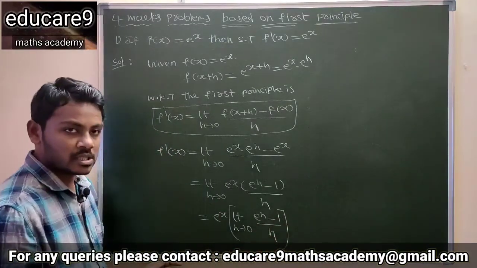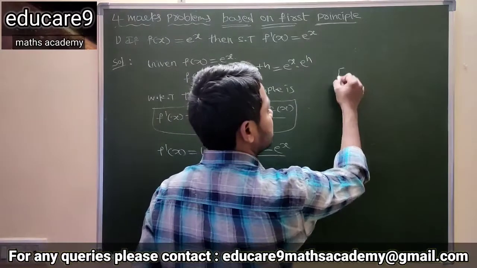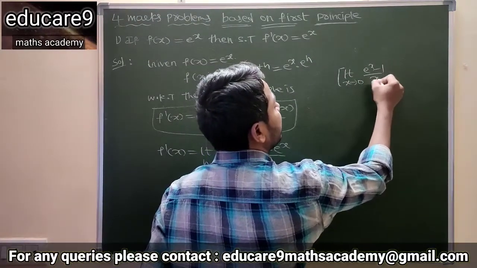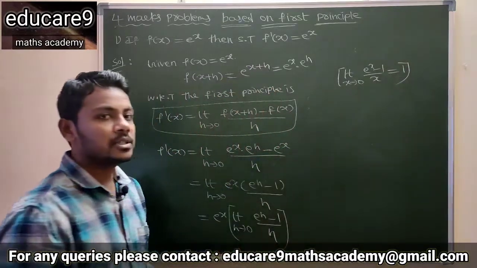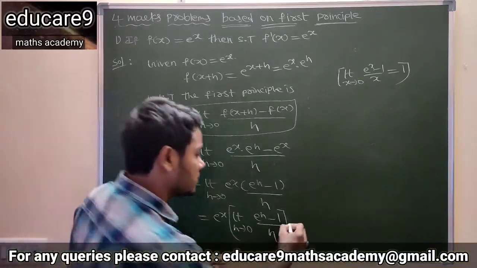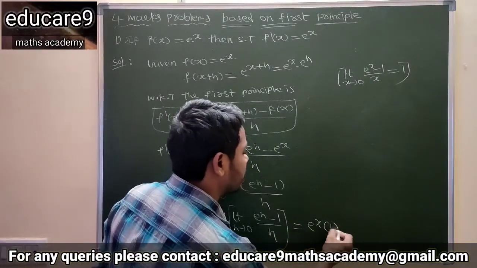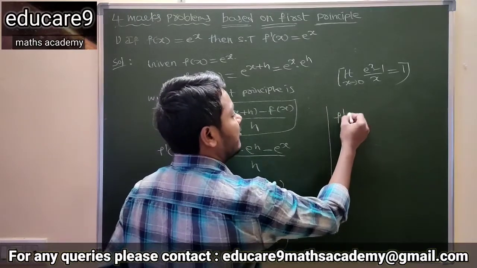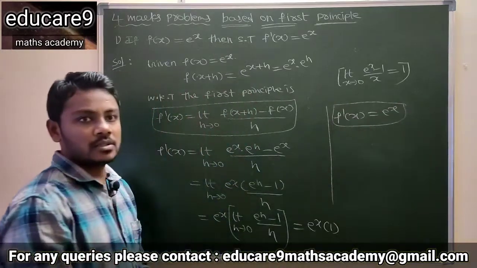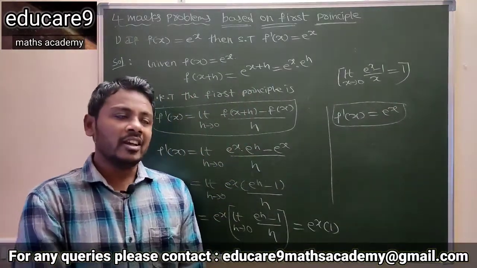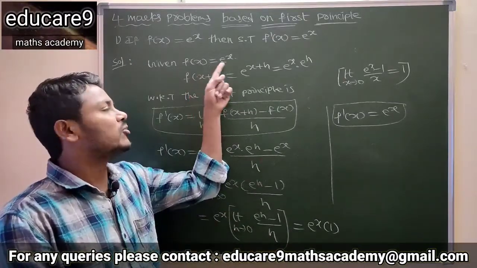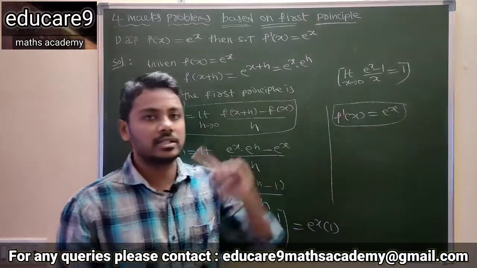Clearly you know that the limit as x tends to 0 of e power x minus 1 by x is 1. Here in place of x, h is there. So this value is 1, and this is e power x into 1. You will get f dash of x is equal to what? E power x. So from this we can say that if the given function is e power x, then the derivative of that function is e power x.